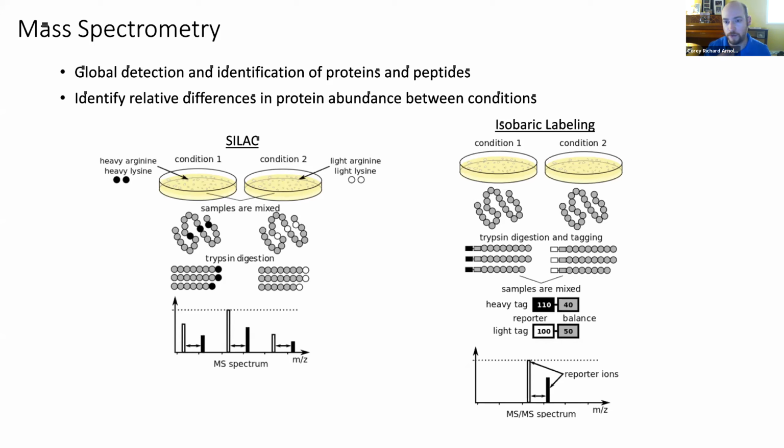Another way is to do isobaric labeling. This is where you label your proteins after you've collected them. These isobaric labels, or tags, are initially the same weight, so they'll come through the first spectrum as the same weight. But when that second fractionation happens, the tags split and they actually are differentially weighted. And so they will come up on your second MS spectra as differently labeled, and you can determine which samples came from which.